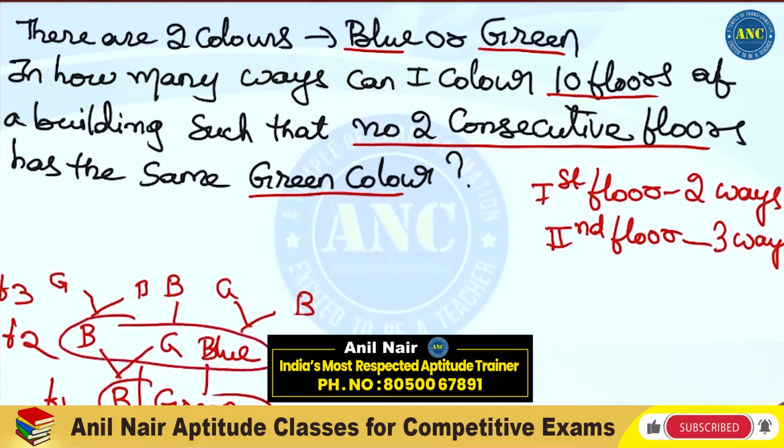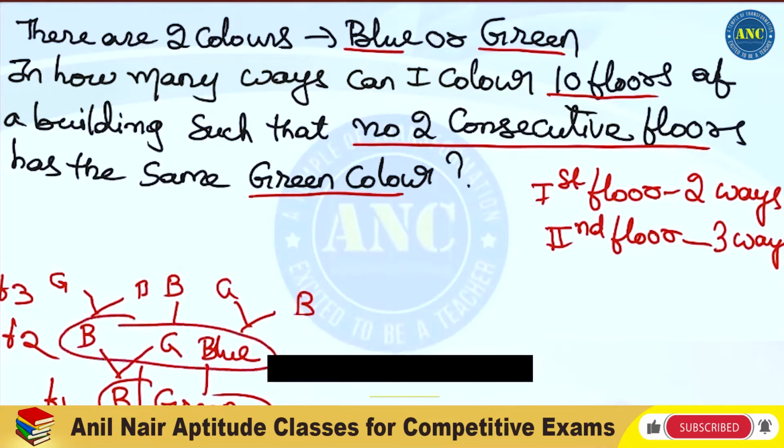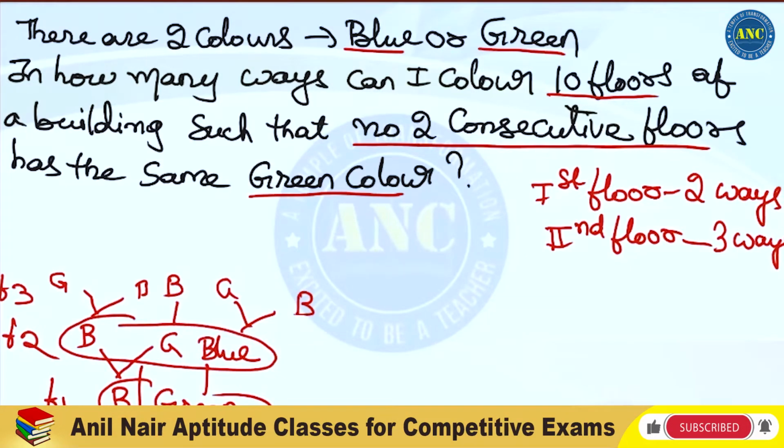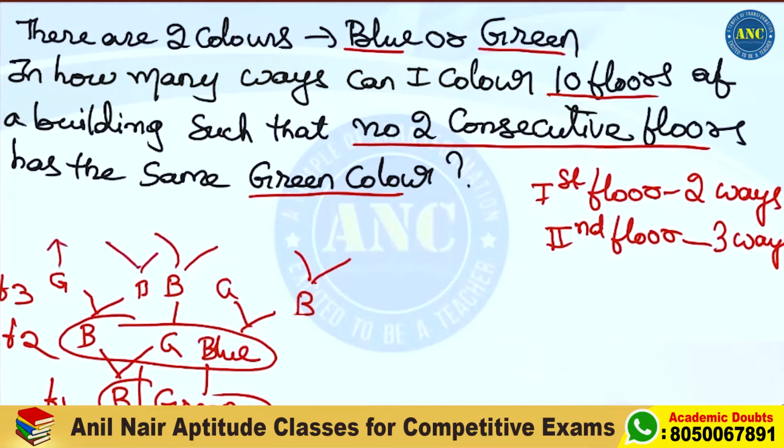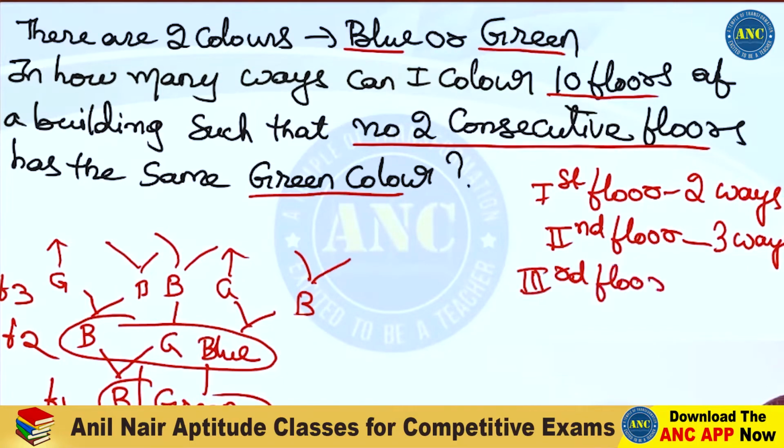Second floor it is 3 ways. Third floor, how many ways? 1, 2, 3, 4, 5. Again the fourth floor, 2 ways here, 1 here. So 2, 3, 5, 8. Which sequence is it forming? It is forming a Fibonacci sequence.